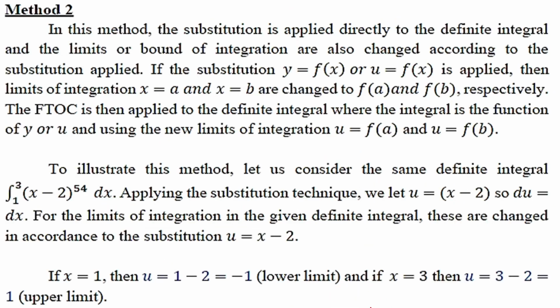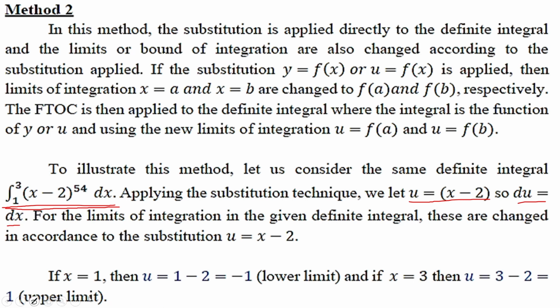So let us proceed to method 2. We already have here the same given. The definite integral from 1 to 3, x minus 2 raised to 54 dx. So let's apply the substitution technique. So we let u as x minus 2. So du is equal to dx.